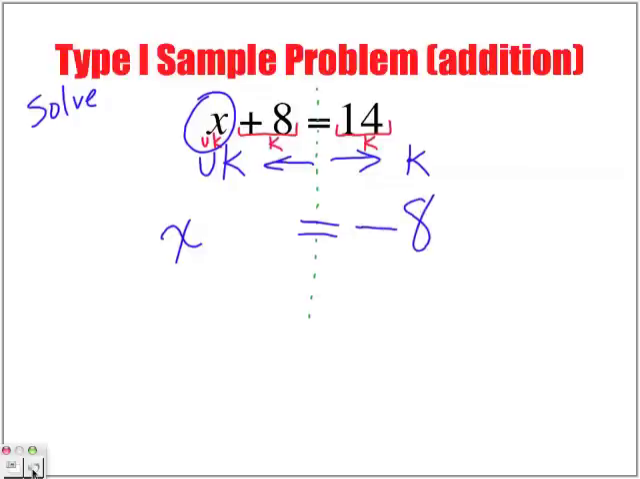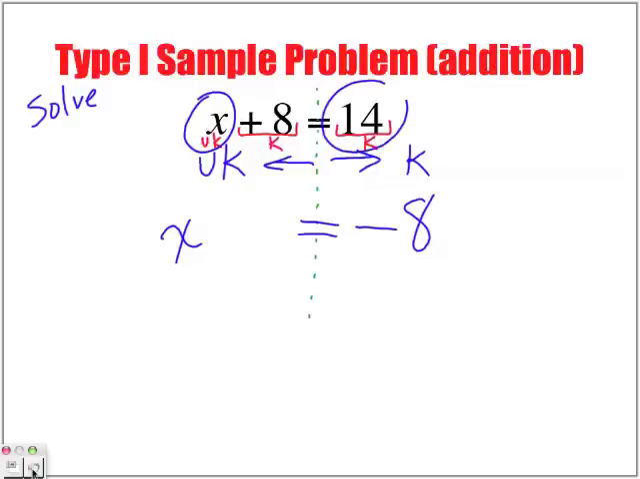So this is what I said at the very beginning about doing the opposite. So if it's positive on one side, when we move it to the other side, it becomes the opposite. So if we're adding on the left side, when we move it to the right side, it becomes the opposite. So it goes from +8 to a -8.